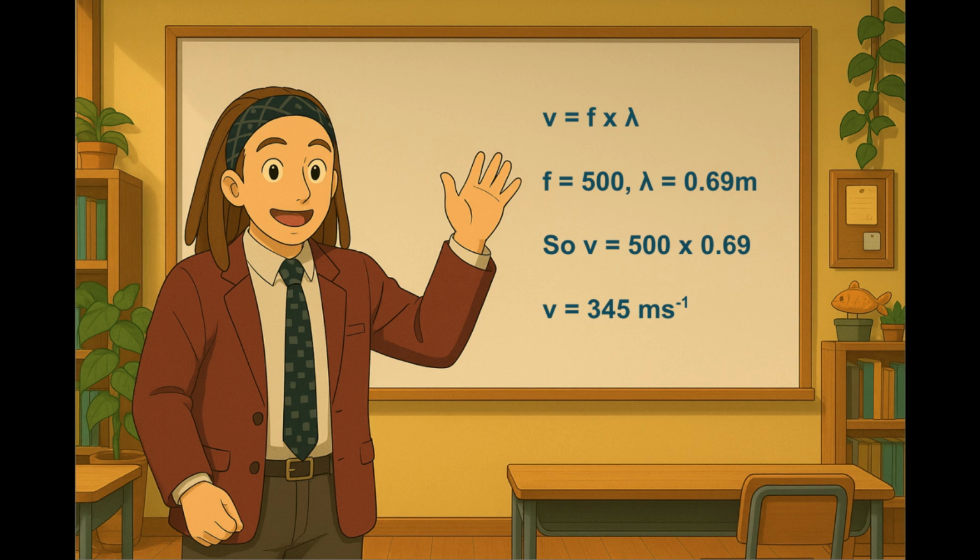Now, we can find the speed of sound, v, using v equals f times lambda. v equals 500 Hz multiplied by 0.690 meters. This calculates to 345 meters per second.